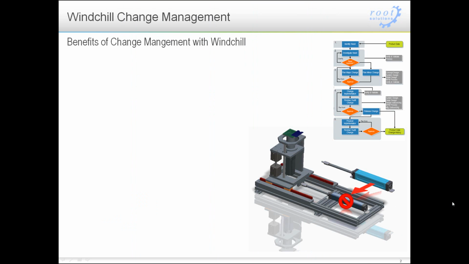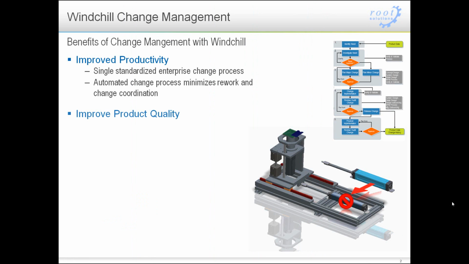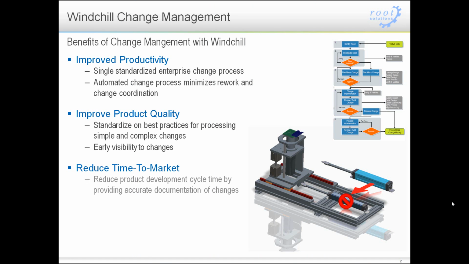The change management process inside Windchill allows companies to standardise change across their entire enterprise. Due to its automated nature, it significantly reduces rework and the burden of change coordination across your entire organisation. You can standardise on best practices for processing simple and complex changes, allowing Windchill to propagate that change to the right people at the right time with all of the information and documentation that they need to perform their task efficiently.